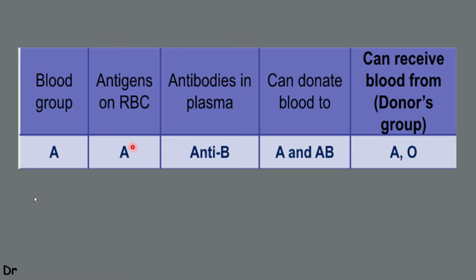As we discussed, A antibodies are present in the B blood group and the O blood group. So A cannot donate to B and O, and ultimately it donates blood to A and AB only. Not to B, because A antibodies are there. Not to O, because A antibodies are already there. That's why A and AB are the blood groups able to receive blood from the A blood group.